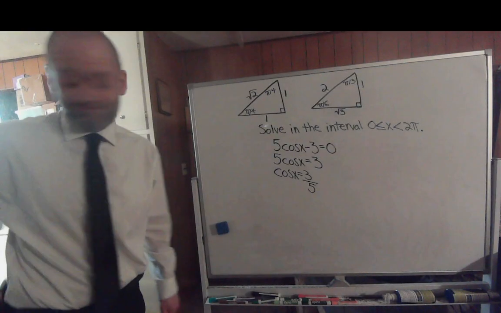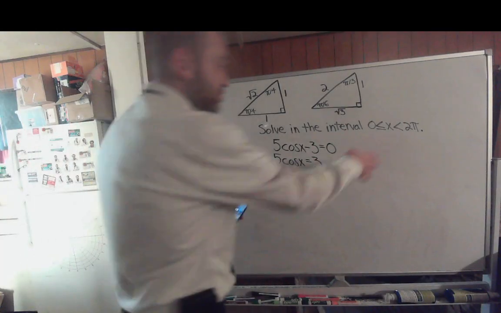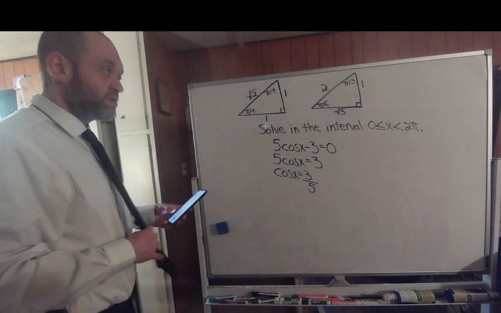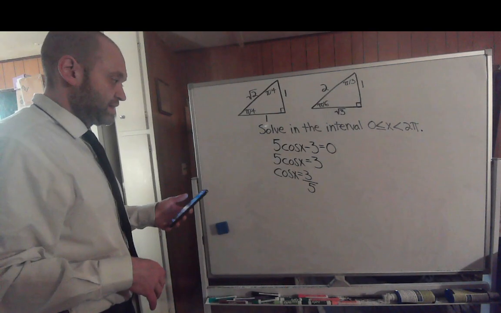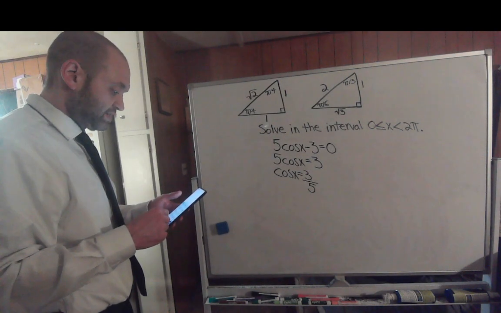So you want your answer to be in radians because your domain is in radians, but you're not going to get it in conventional pi radians. So let's take the cosine inverse of positive 3/5.